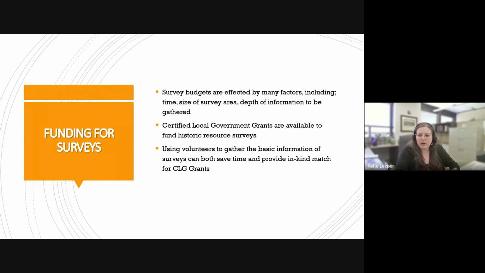You'll be using the Wyoming volunteer rate to calculate that. Each survey is going to cost a different amount, and it'll be affected by many factors such as time, the size of the survey area, and the depth of the information to be gathered. And then the number of people that you will be involving as well.